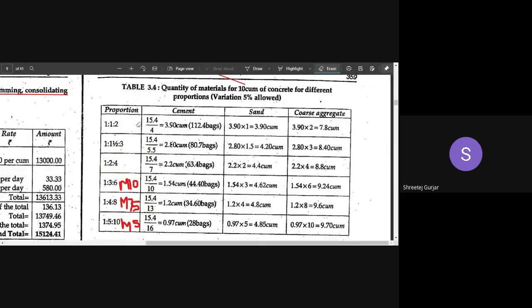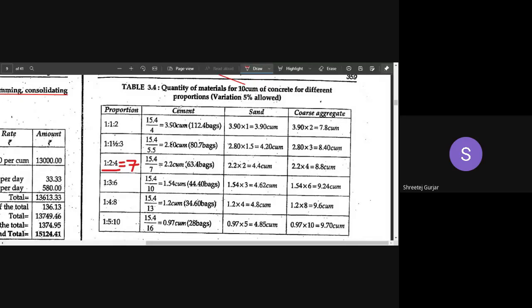So this is regarding proportion, and what we have done here is prepared a table for easier calculation, but this is not required in the exam. In the exam, any one proportion they will give, and you have to calculate cement, sand, and coarse aggregate quantities. For example, here let us take 1:2:4. Here the total summation is equal to 7. The summation of this proportion is equal to 7.